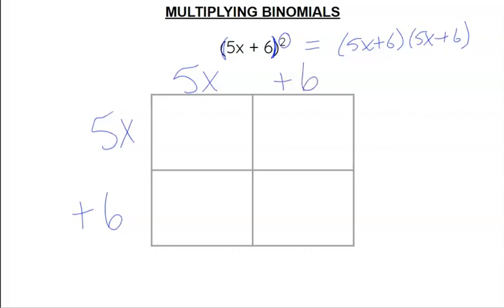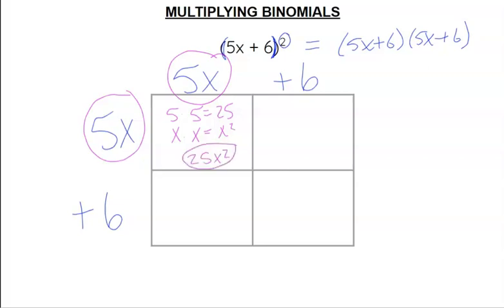Now we just have to multiply, so we're going to do 5x times 5x. So we do 5 times 5, which is 25, and then x times x, which is x squared. So put that together, we get 25x squared. All right, now we're going to do 5x times 6. 5 times 6 is 30. And then we just keep the x with that value.